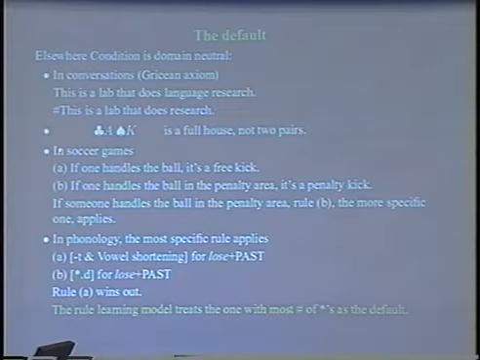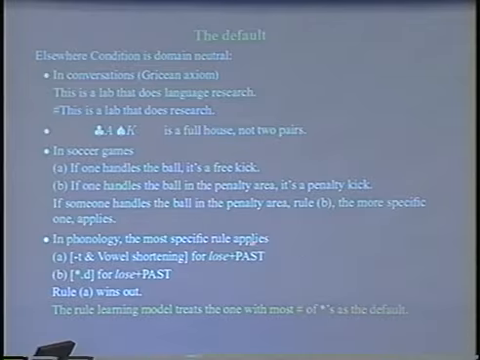And certainly in card games, this is 3 aces and 2 kings, we call it a full house, although it's still technically 2 pairs. And in soccer games, if one hands the ball, it's a free kick, but if one hands the ball in the penalty area, it's a penalty kick. So if someone hands the ball in the penalty area, rule B, the more specific one, would apply, although rule A is still technically right. And finally, in phonology, the more specific rule applies.